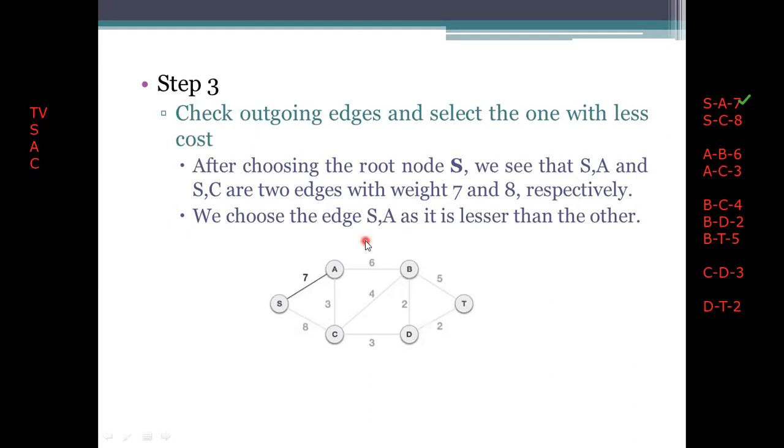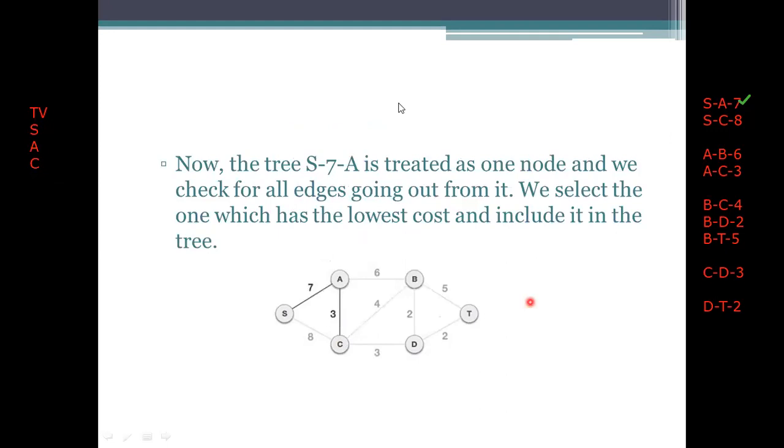So specify it here. This one has been considered. The first one here is S to A, and we took that one. Why? Because among A and C, we are having the low cost, which is 7. And among B and C's edge, the low cost edge is 3 here. Okay. And continue this procedure by forming the spanning tree.